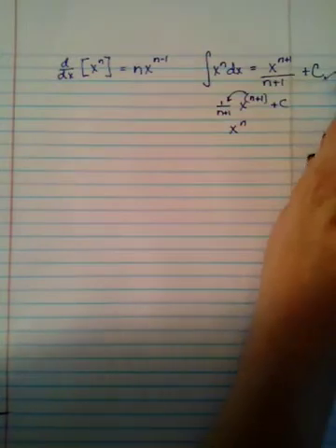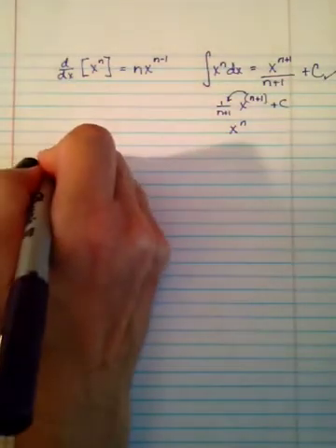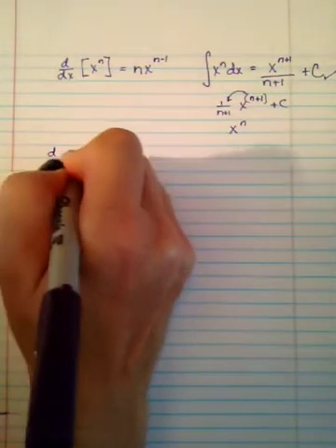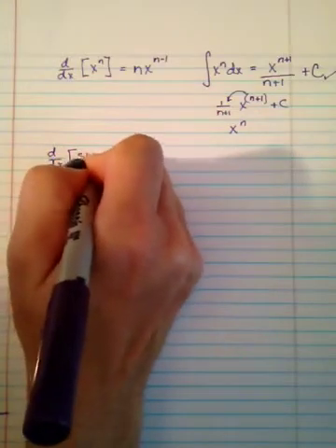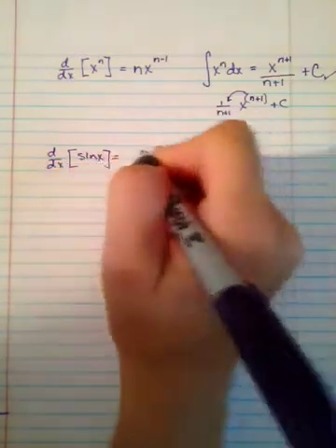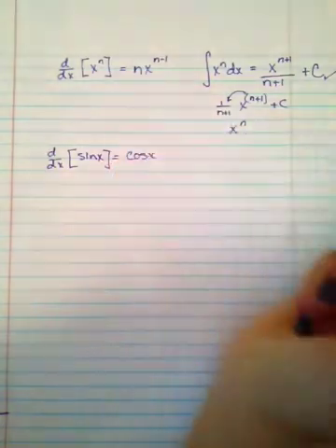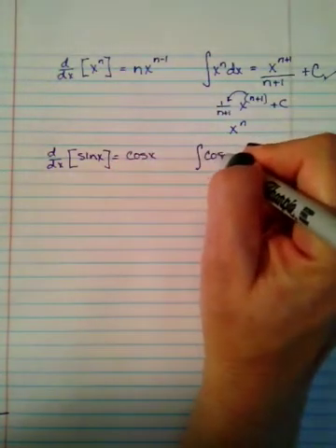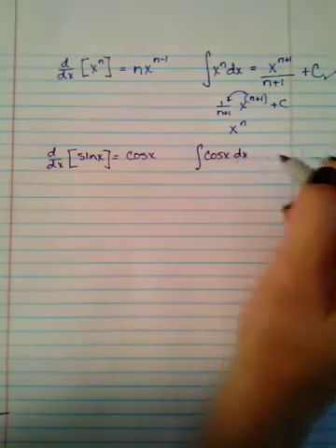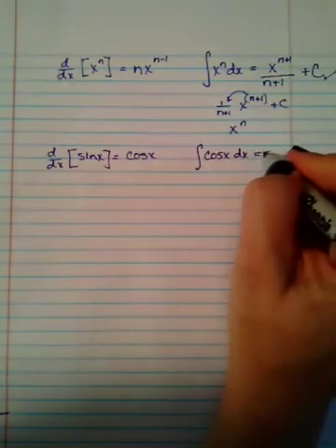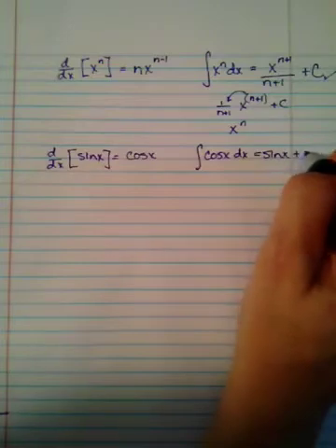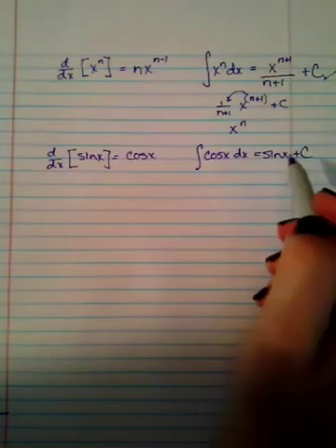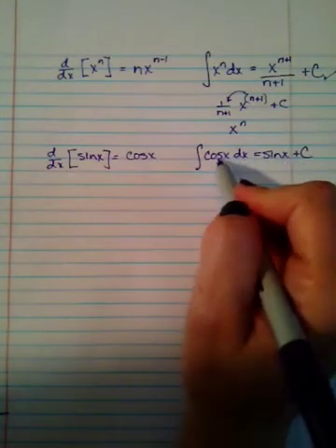So this works. Imagine that I knew the derivative with respect to x of sine x equals cosine x. Then what that means is that if I do the antiderivative of cosine x with respect to x, I should get sine x plus c. And you do. The derivative of sine x is cosine x.